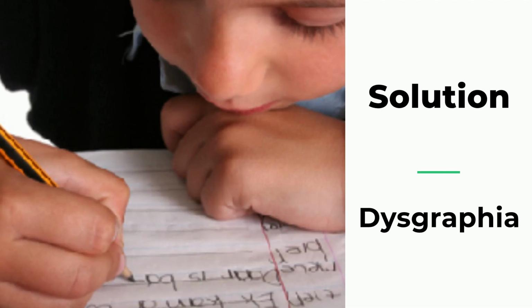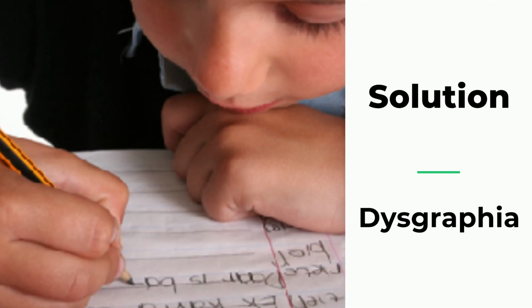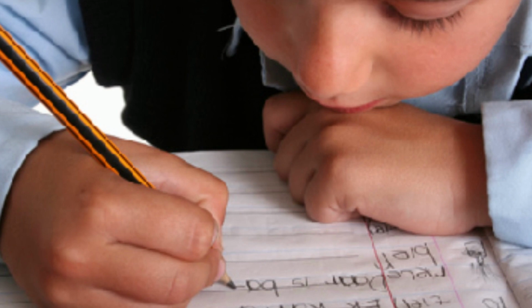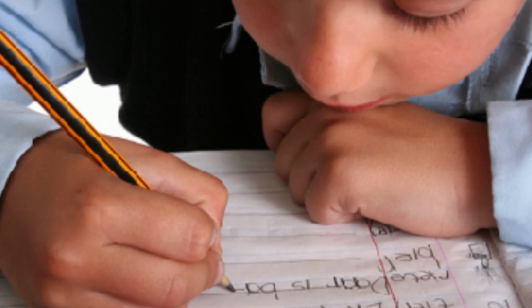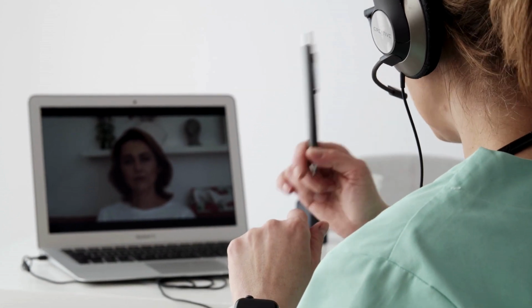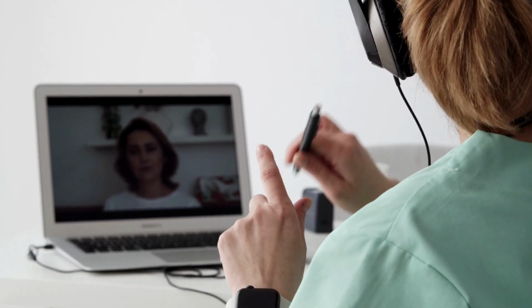There are a few ways to help students with dysgraphia. First, provide frequent breaks during written tasks and allow for verbal responses instead of written ones. Additionally, use technology to help with written assignments.